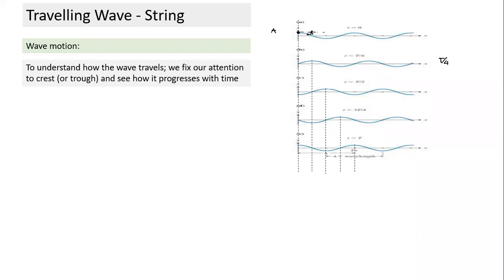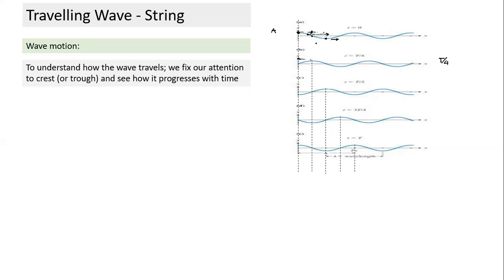If both of them notice the motion, they'll find that during an equal time interval, whatever displacement the crest had, the other point also will have the same displacement, or you can say the point having zero displacement. So it will look like not only the crest has shifted by lambda by 4, the entire waveform has shifted by lambda by 4 in time T by 4. The entire waveform appears to shift without the particles on the string actually moving in this direction.